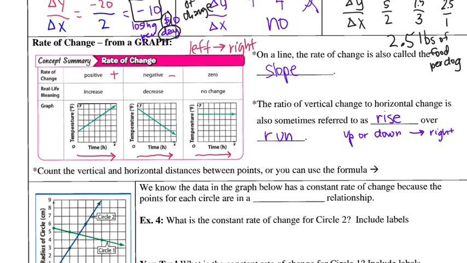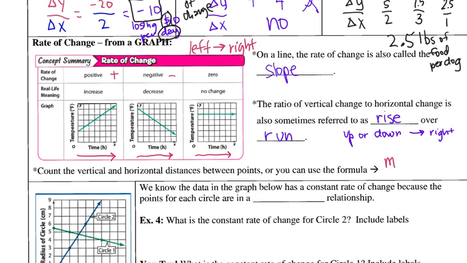Like I said, this is going to make way more sense when we actually look at slope tomorrow, but also just for this graph down below, it might make a little bit more sense for us as well. So the rise is the up or down, and then the run is going to be our running to the right. Okay. Also, you can count the vertical and horizontal distances between points, or you can use the formula.